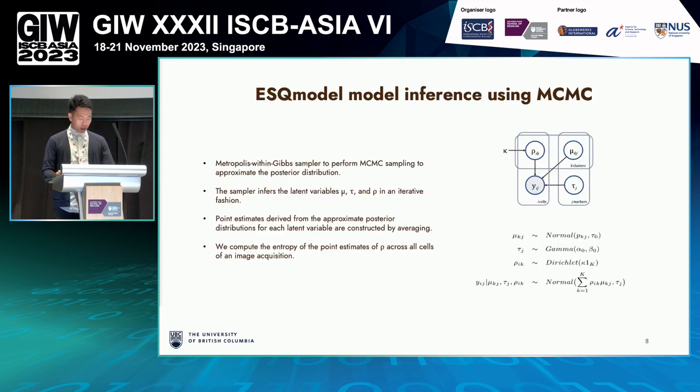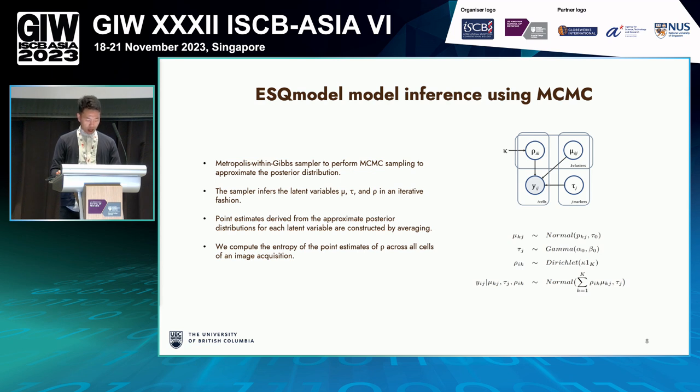So ESQmodel leverages Markov chain Monte Carlo, MCMC, methods to perform Bayesian inference. Our model is a hierarchical model where we define Y as the observed expression across all cells, each with a different marker measurement. We assume the intensity for each marker has its own precision parameter due to antibody properties. We assume that each cell's expression is a contribution of a vector of cell types, where each cell type has its own cell type expression signature. We define that latent vector as rho.